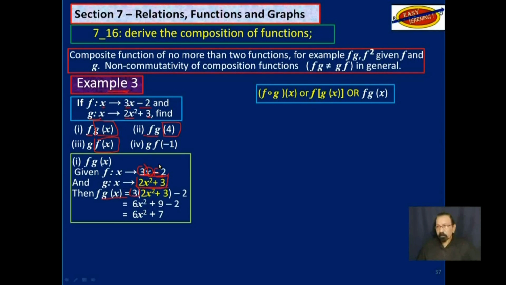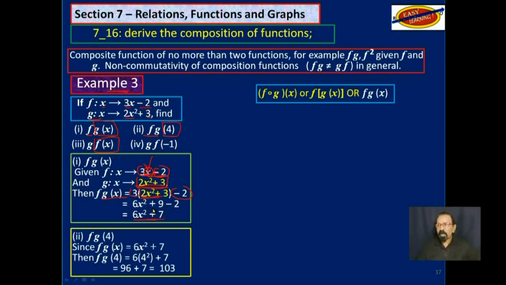We still have this negative 2 here. Replace that x there after the 3 with this f of g, which is this. Now that we have that, we can simplify and we get 6x squared plus 7.